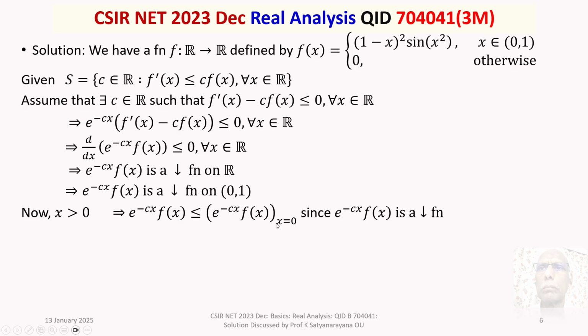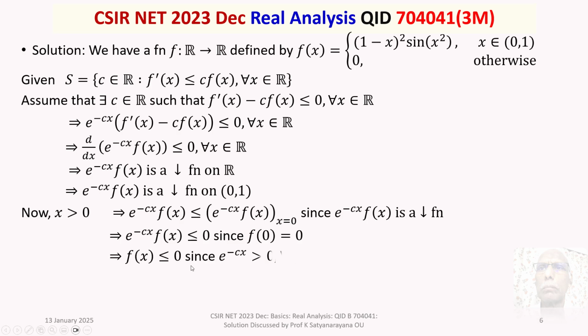f of x, when x is equal to 0, f of 0. Go back to the definition of f of x. It is defined for x belonging to the open interval 0 to 1, therefore x equal to 0 will lie in the otherwise case. So f of 0 is 0. So this is e to the power of minus x into f of x less than or equal to 0 because f of 0 is 0. Right. So this will imply f of x less than or equal to 0.